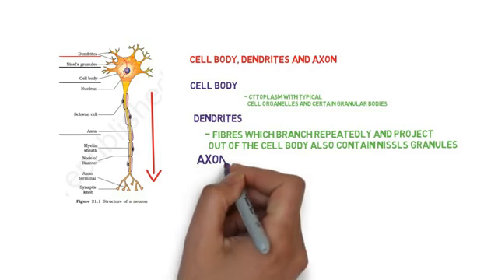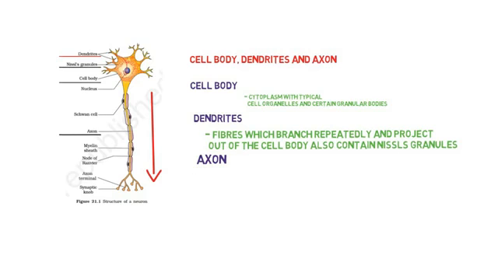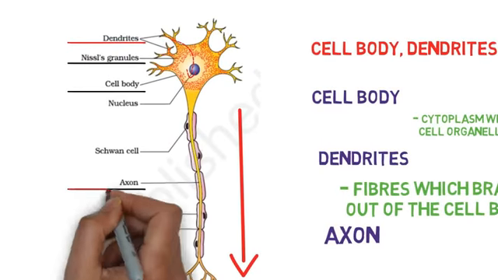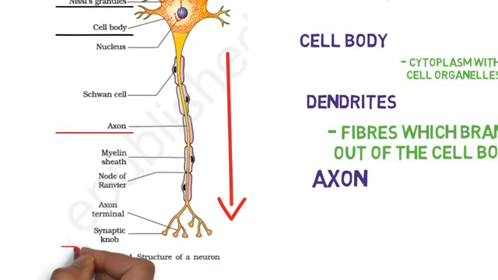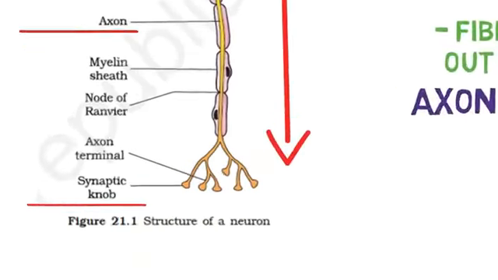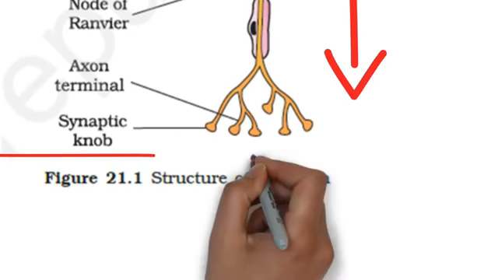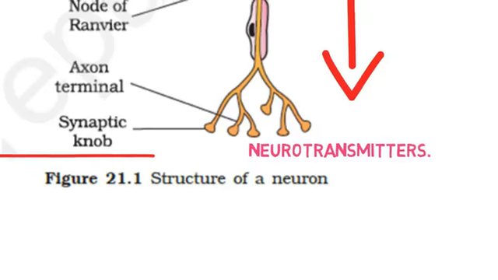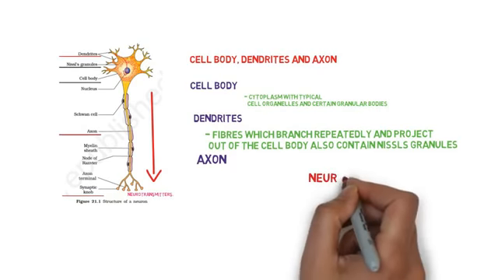Now the axon is a long fiber-like structure, and at the end the axon is branched. Here you can see the long fiber-like structure, and its branch is called the synaptic knob, and this knob contains vesicles that contain a chemical, known as neurotransmitters.